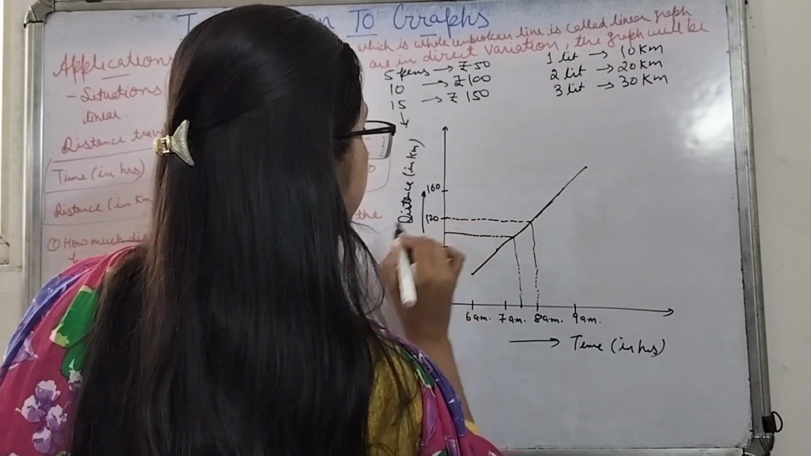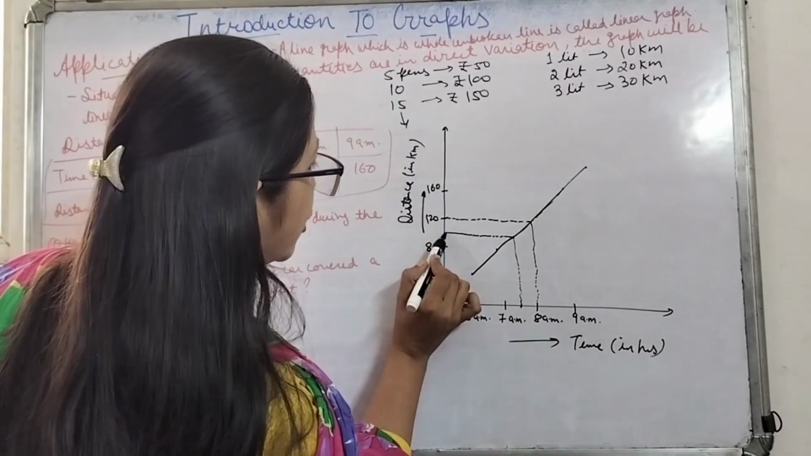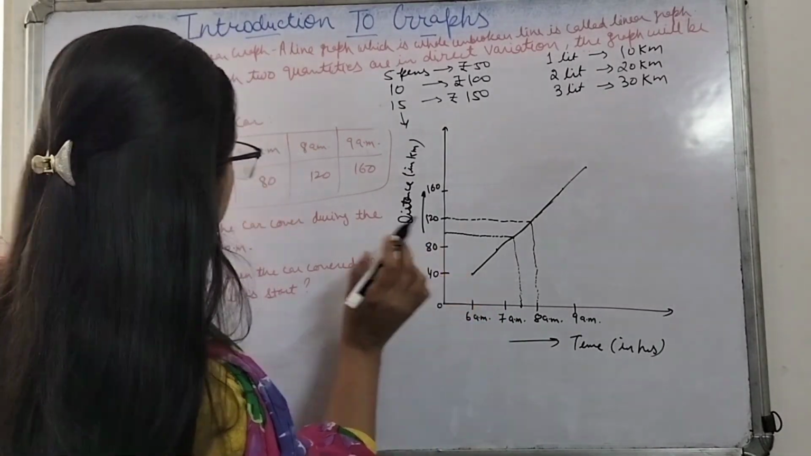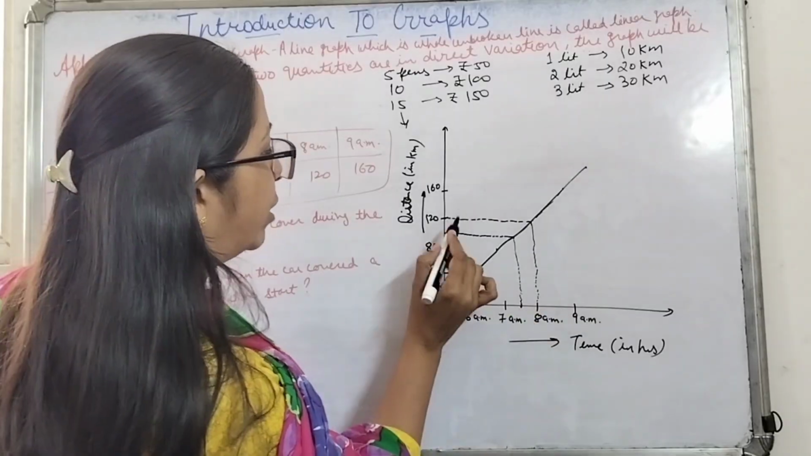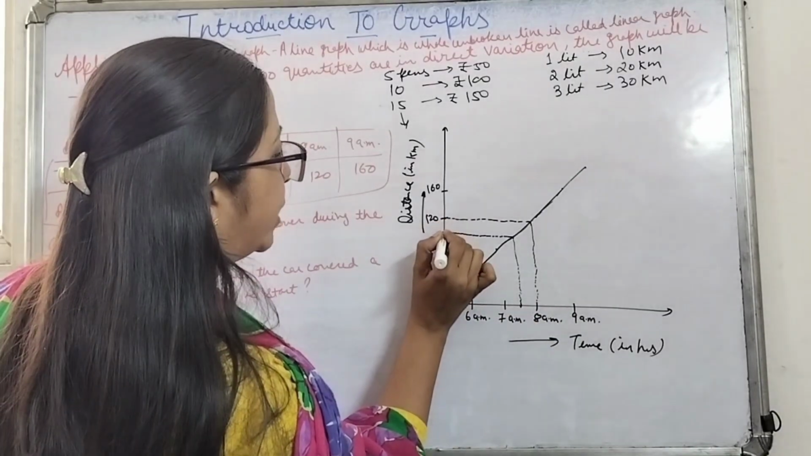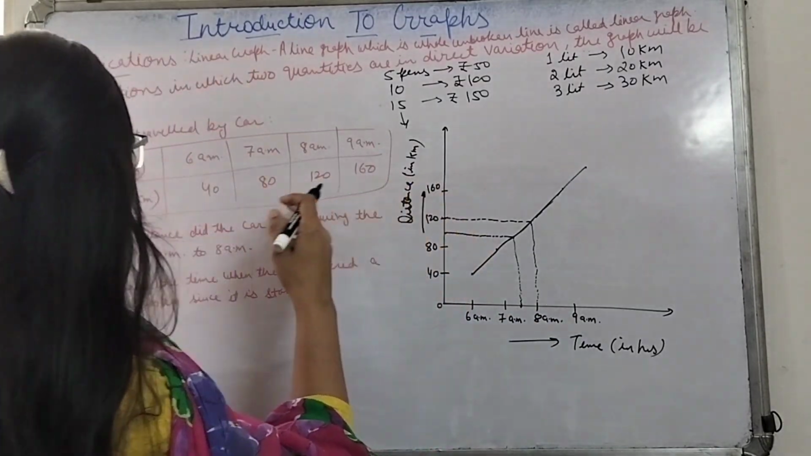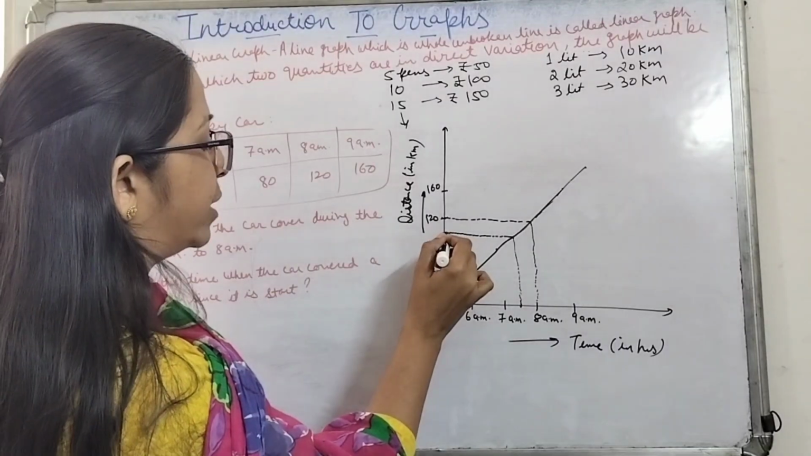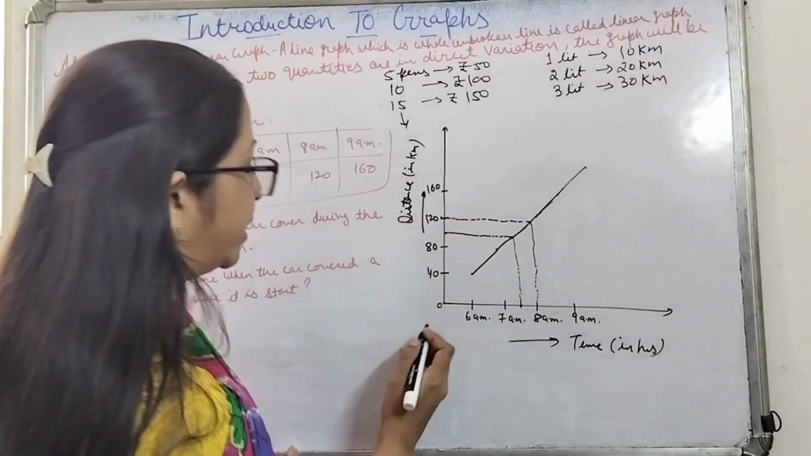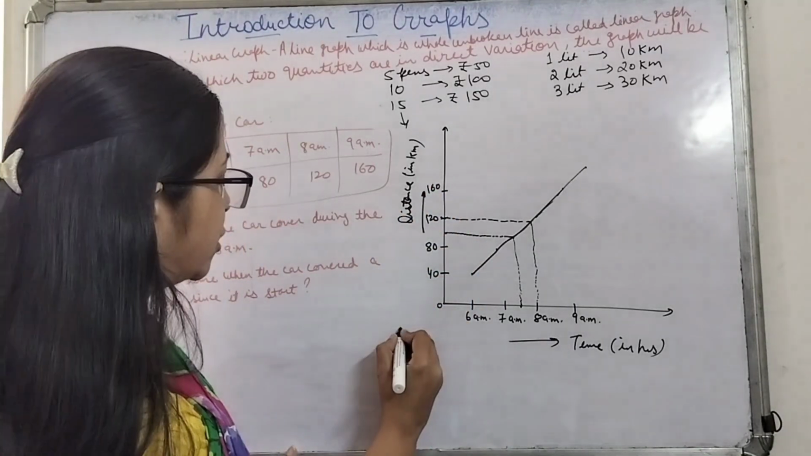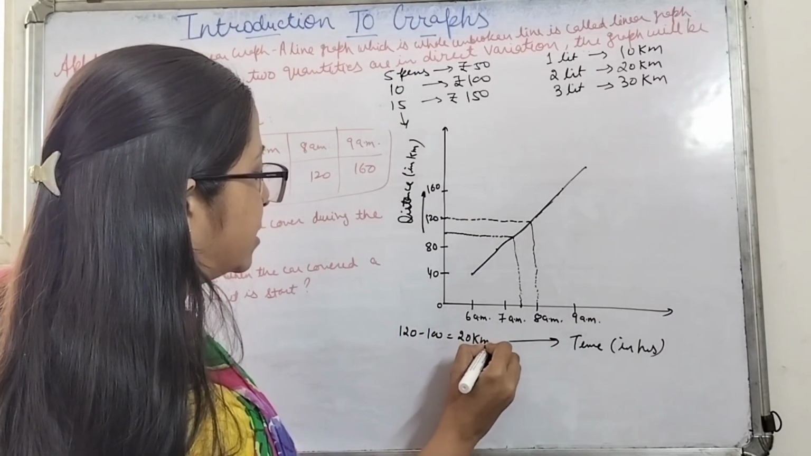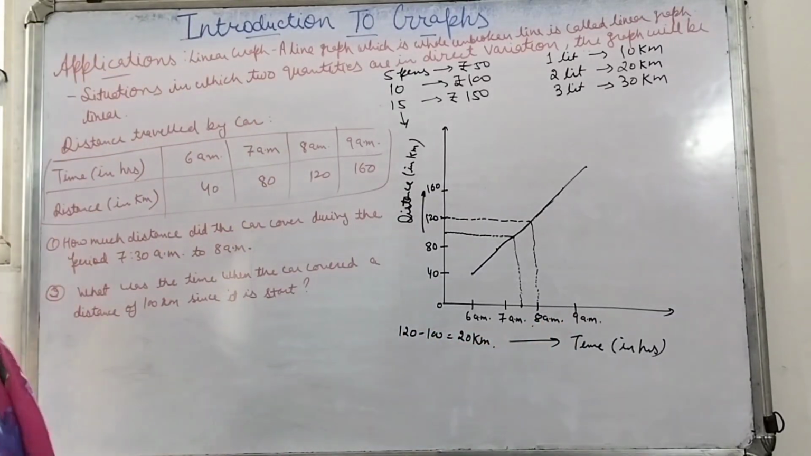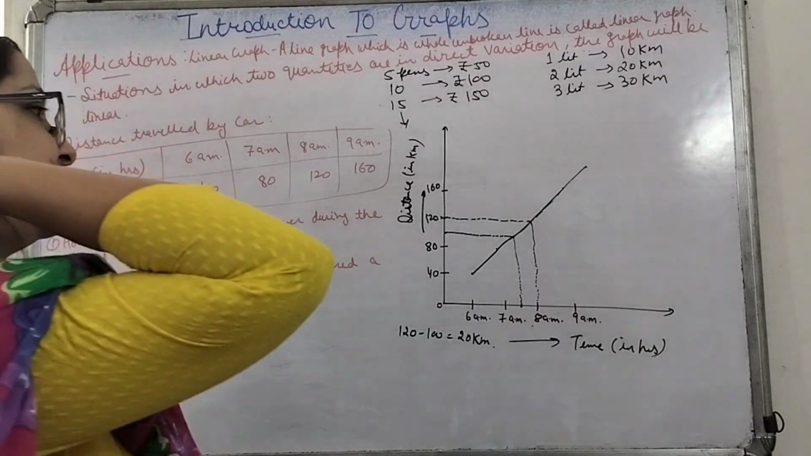like this. So this point is 100, this point is 120, and the distance traveled between 7:30 and 8 will be from 100 to 120. The car has traveled from 100 kilometers to 120 kilometers. So the distance traveled is 120 minus 100, that is 20 kilometers, from 7:30 to 8 a.m. This is how we can find it out.